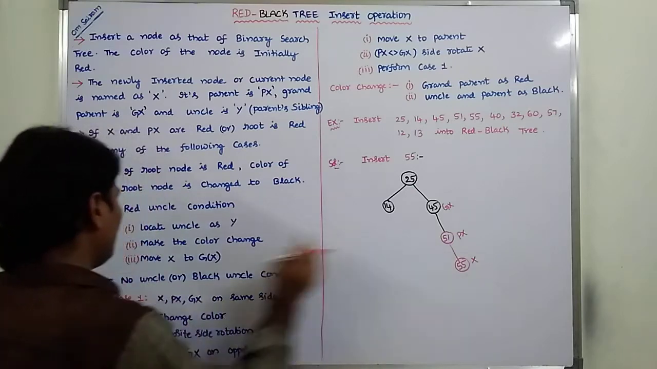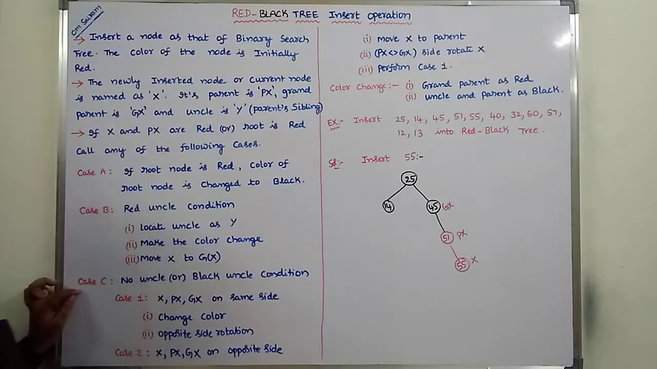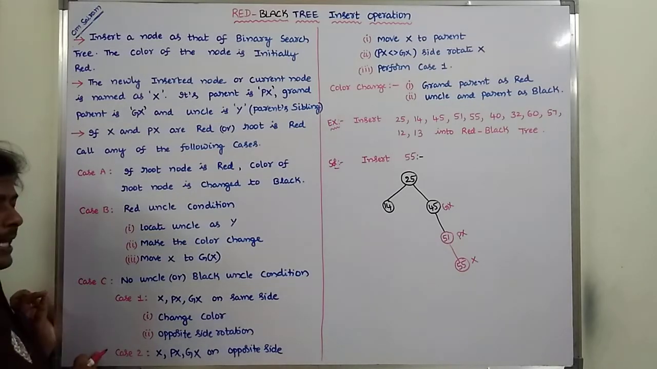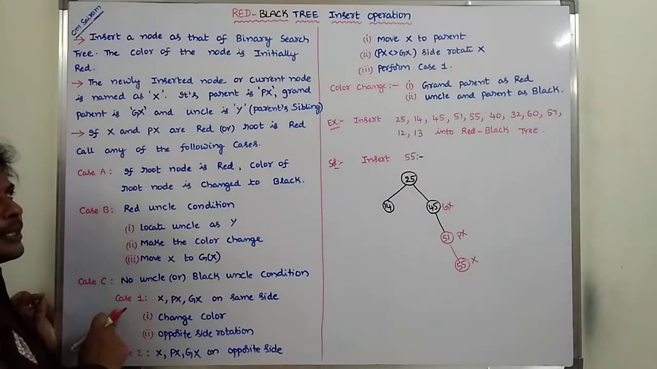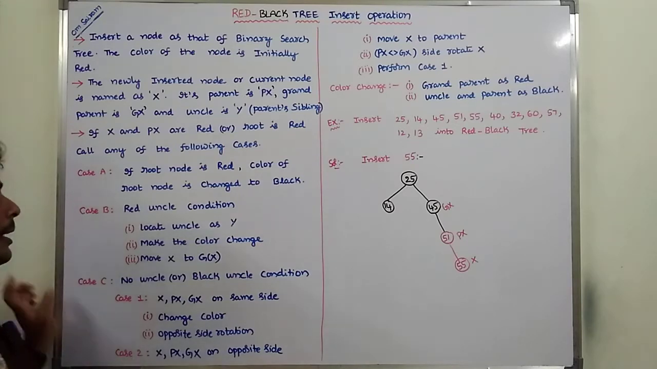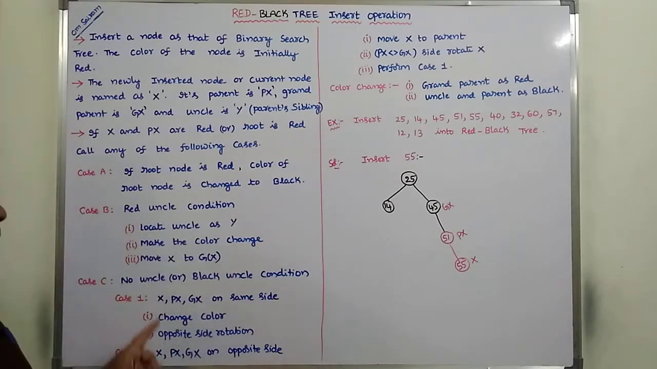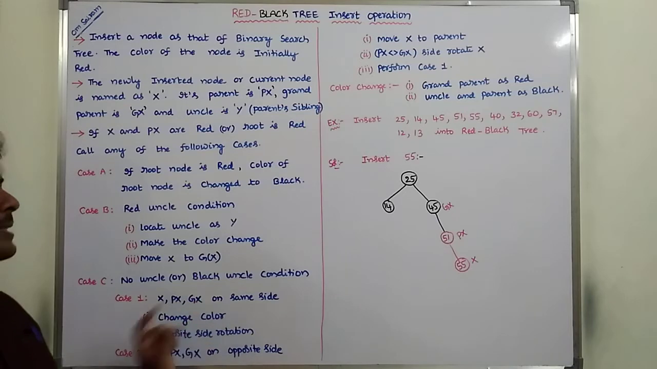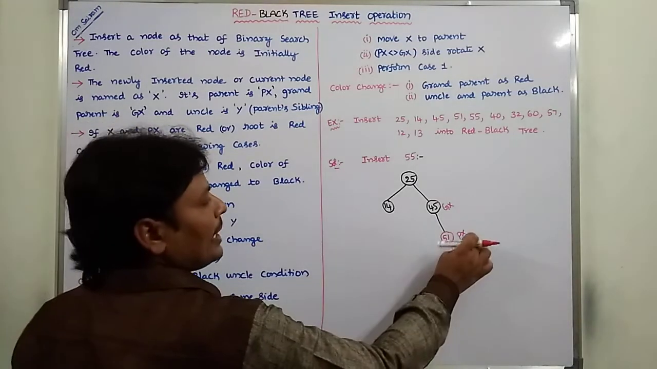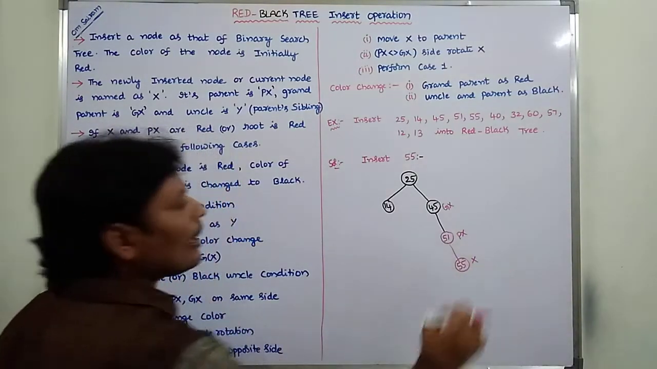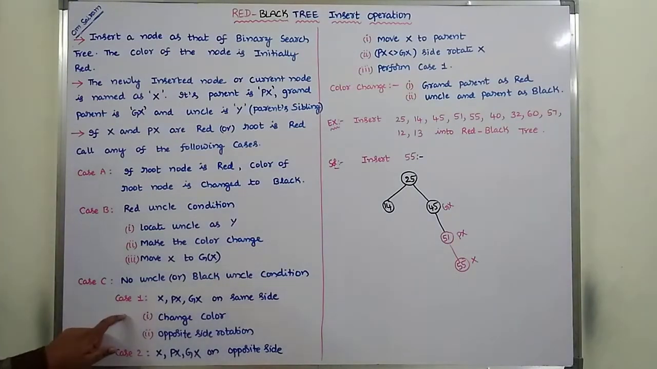This is an empty node, so that this condition is satisfied. That is case C. Then which cases are used? Either case 1 or case 2 is used. First one, case 1 is used when X, PX, GX are all on the same side. Then we have to use case C, case 1.